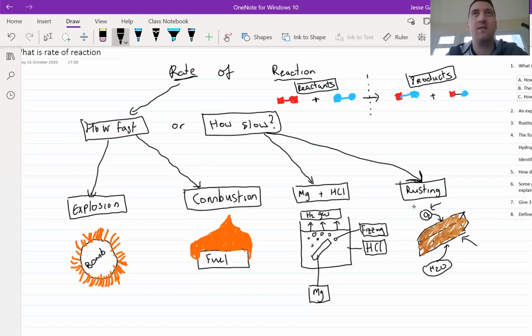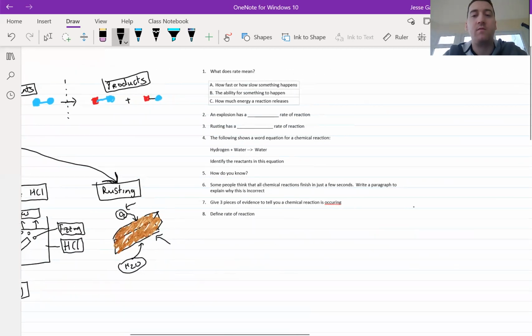Magnesium and hydrochloric acid is faster than rusting, but it's a lot slower than burning fuel or lighting a bomb. Those are really, really quick. Those almost happen in an instant. Especially a bomb, you press the button and bang, the whole lot nearly just reacts straight away. So that's a really fast reaction. So rates of reaction tells us that chemical reactions can happen at different speeds. Okay, you ready to do some practice questions now?